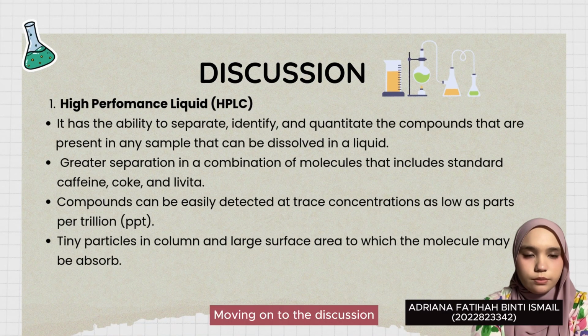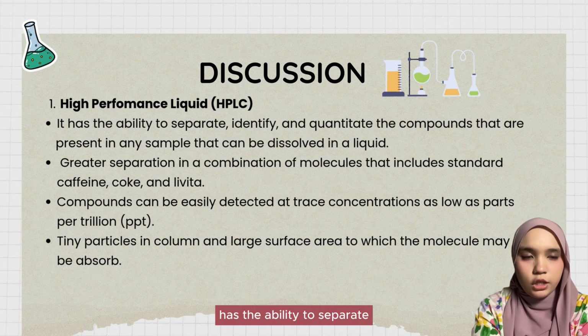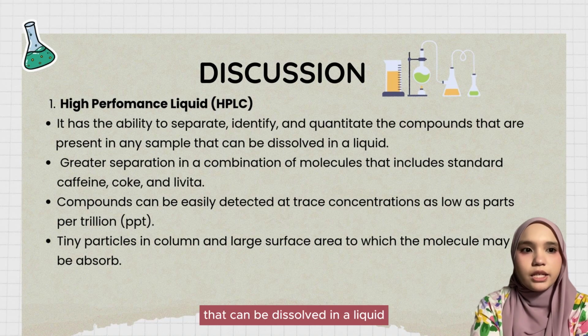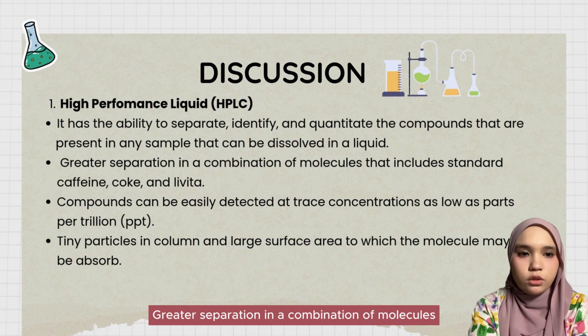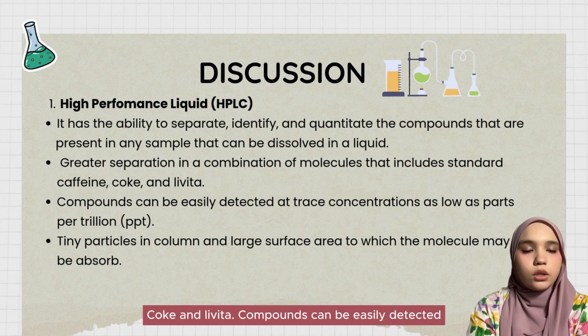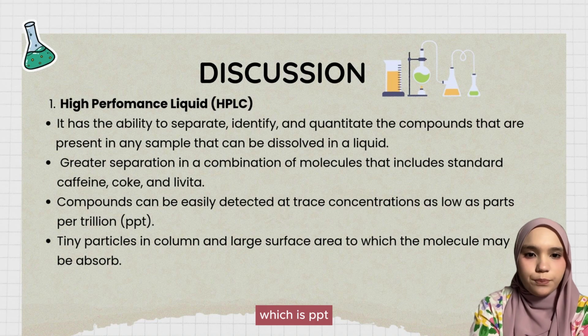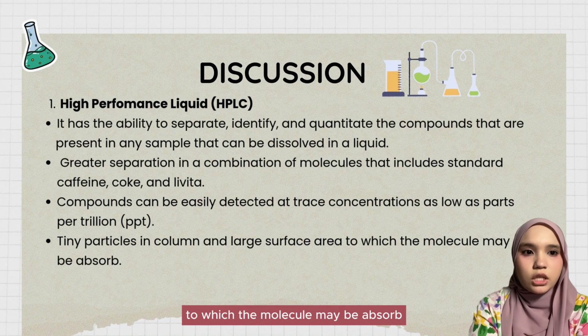Moving on to the discussion. High-performance liquid chromatography, HPLC, has the ability to separate, identify and quantitate the compounds that are present in any sample that can be dissolved in a liquid. It gives greater separation in a combination of molecules that include standard caffeine, Coke and Levita. Compounds can be easily detected at trace concentrations as low as parts per trillion, which is PPT. The column has tiny particles and a large surface area to which the molecules may be adsorbed.